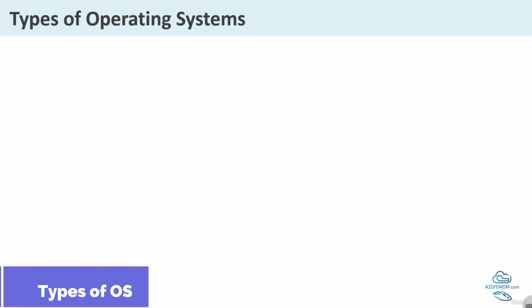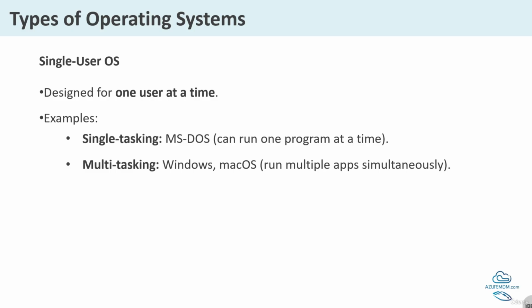Now, we'll understand about the types of operating systems. Single user OS. It is designed for one user at a time. This type of operating system is made for just one person to use at a time on a computer. Simple ones like MS-DOS could only run one program at once, that is single tasking.